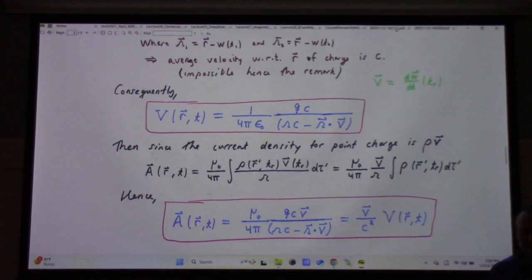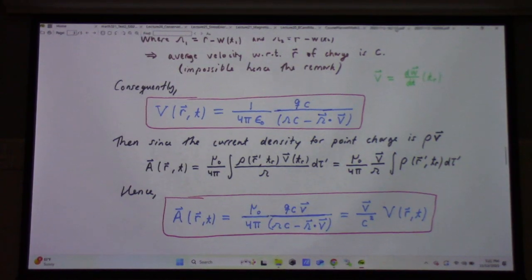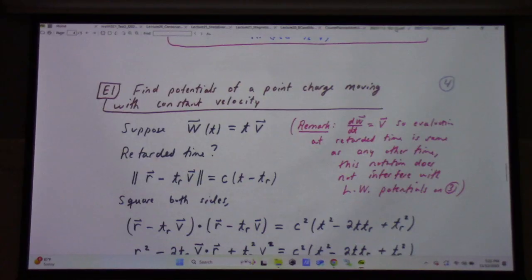What's the simplest possible example you could work out for a point charge? What would be the simplest possible motion that's not entirely stupid? Linear, right? Constant velocity motion. Start at the origin. Seems like a good idea. Let's see how bad that is. So we'll assume the position is vt.